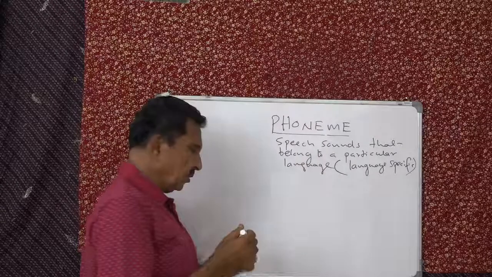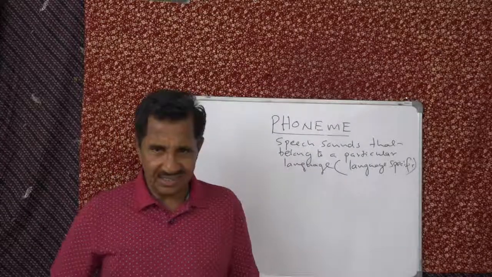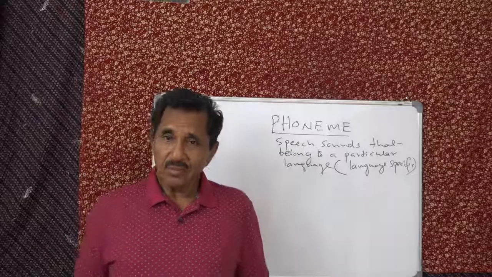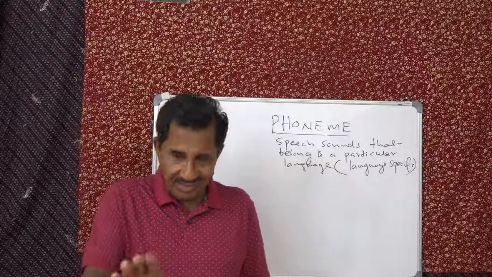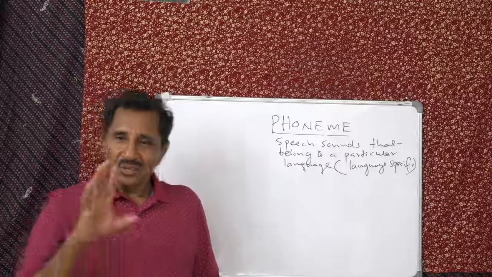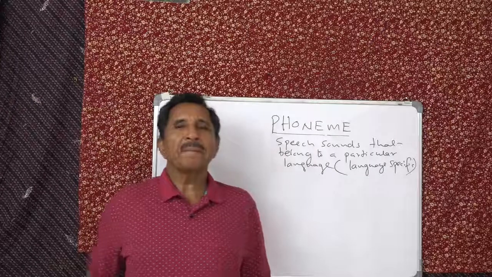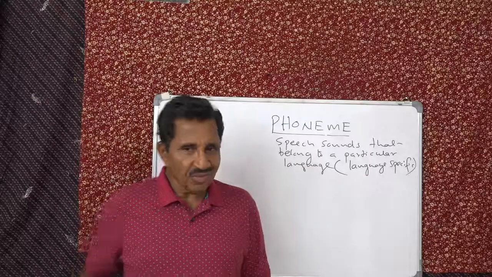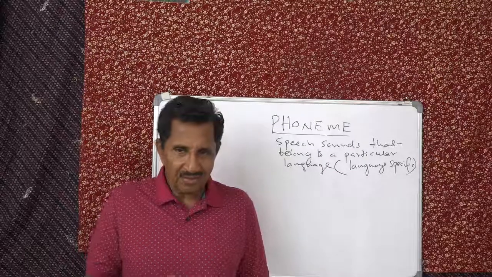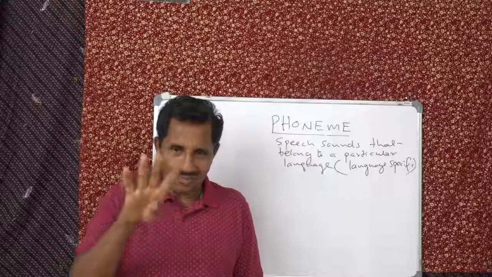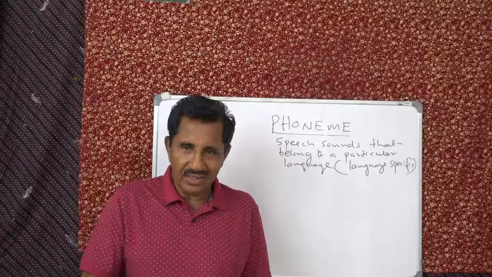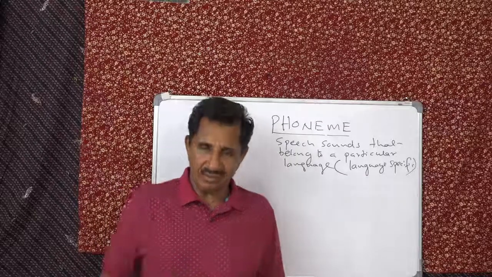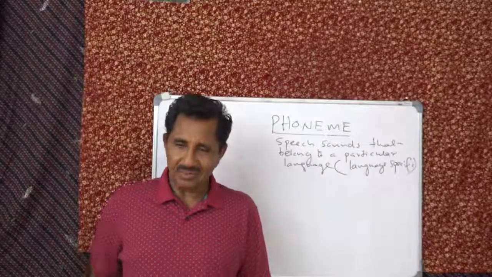Means specific to a language. Thus, how many phonemes are there in English? 44. 24 consonant phonemes, 12 vowel phonemes, and 8 diphthong phonemes. See, I told you, the status shifts when it is taken by a language. These 44 sounds have been accepted by the English language. So they are English phonemes, English speech sounds.